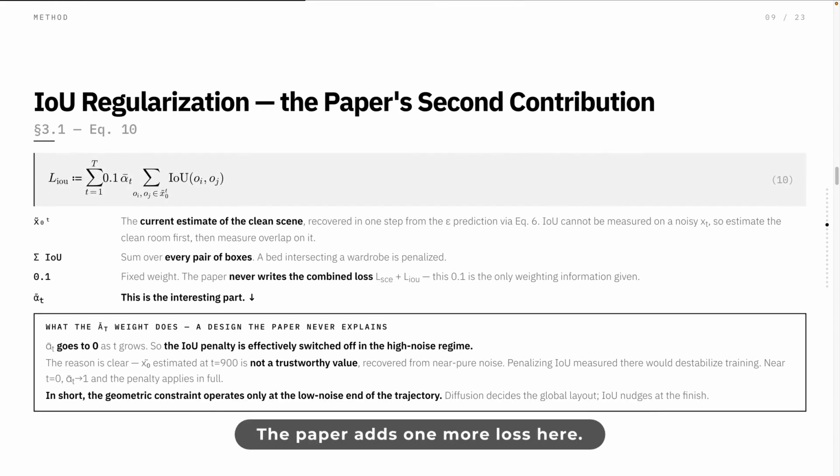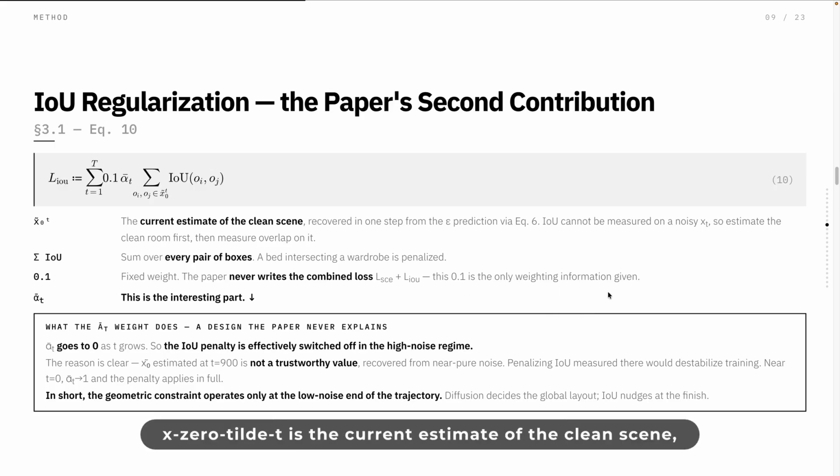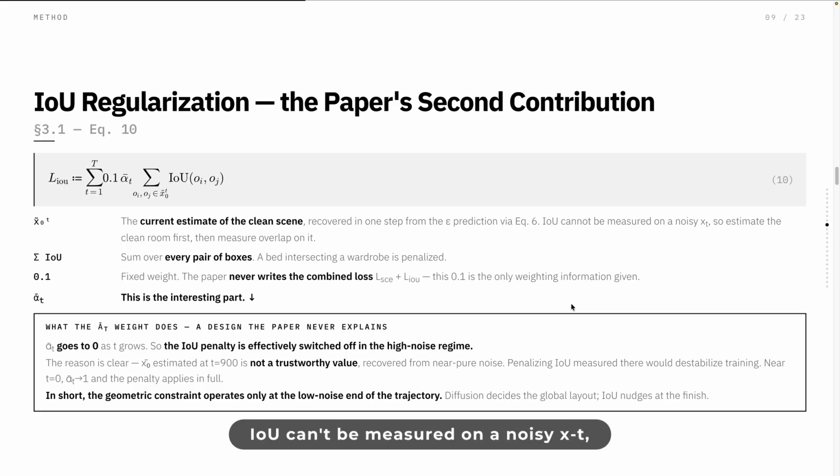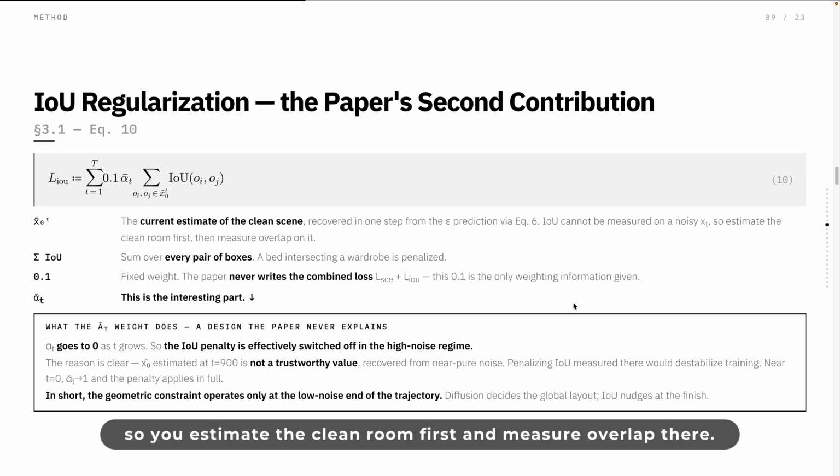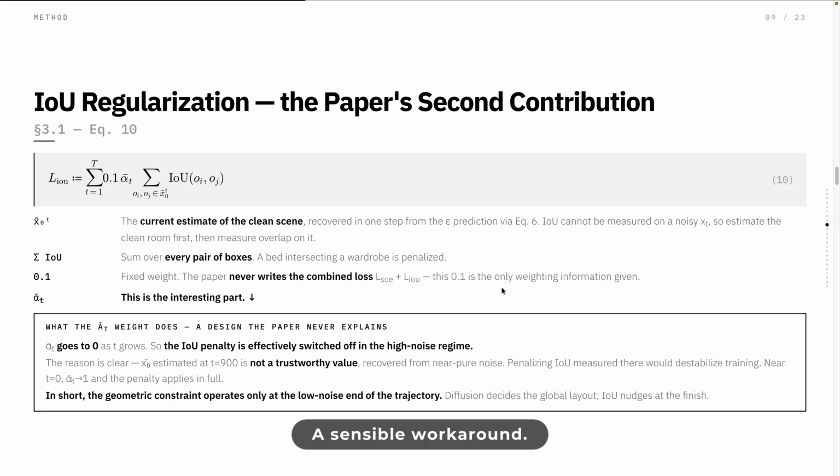The paper adds one more loss here. This is its second contribution. X0 tilde T is the current estimate of the clean room, recovered from the epsilon prediction in one step via equation 6. IOU can't be measured for one noisy xt, so you estimate the clean room first and measure overlap there, a sensible workaround. Then sum the IOU over every pair of boxes.